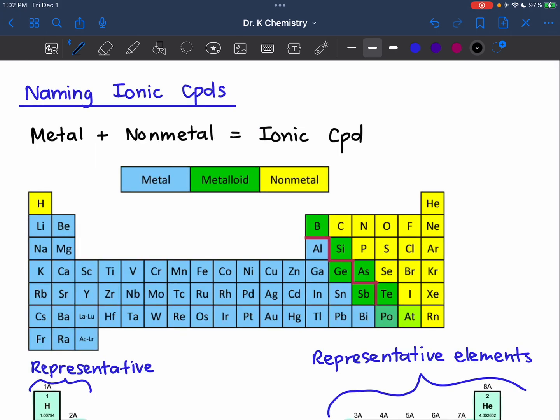Now that we know how to name covalent compounds, we will move into naming ionic compounds. So the first important part is recognizing whether the compound you're looking at is ionic or covalent. And if you have a metal bonded to a nonmetal, it's an ionic compound. So if any of the elements highlighted in blue are bonded to an element highlighted in yellow, that will be an ionic compound, and you will use ionic compound naming rules.